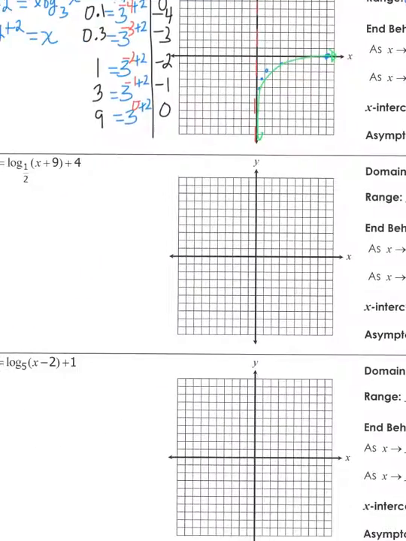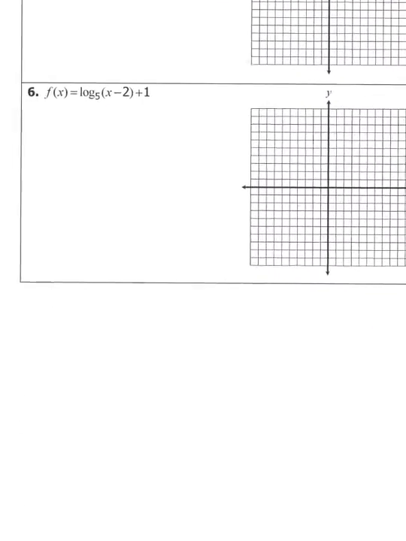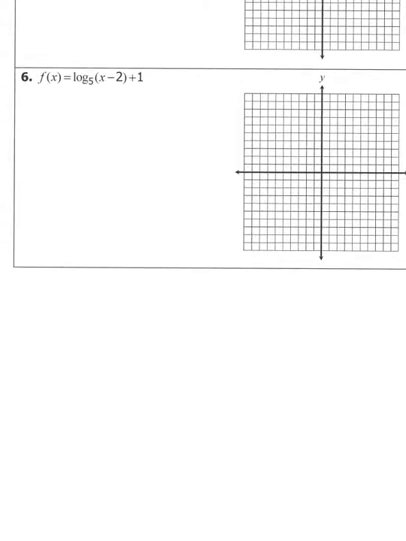So then we're going to do one last one. I'm going to skip number 5 and go directly to 6, because 6 has both of the transformations, up, down, right, left in there. So inside the function we have a minus 2, and inside the function is always a right-left movement. Since it's a minus 2, it's the opposite of what you think it is, so we are going to go right 2. And then outside the function we have a plus 1, and that affects your up-down movement, and it's exactly what you think it is. So since it's plus 1, we're going to go up 1.